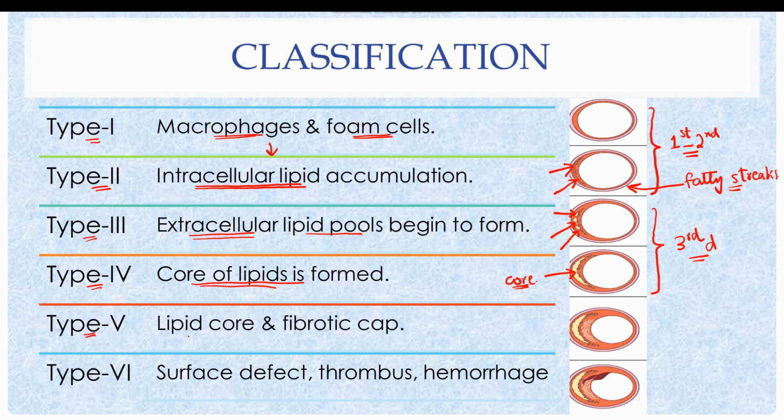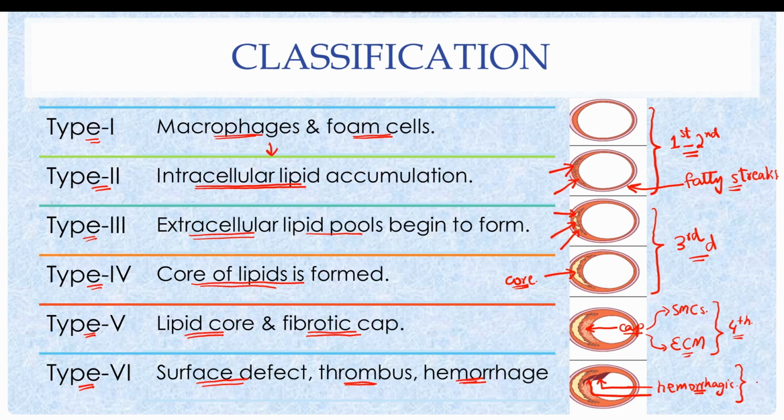Type 5 atherosclerosis is characterized by the presence of a lipid core, foam cells and lymphocytes, as well as a fibrotic cap formed over the atheromatous plaque. This is a fibrotic cap which is composed of smooth muscle cells and extracellular matrix. This fibrotic cap is formed in almost the fourth decade of life. Type 6 atherosclerosis is characterized by the development of complications such as surface defects, formation of thrombus, and hemorrhage of the plaque. This is a hemorrhagic area of an atherosclerotic plaque, and this complication occurs in almost the fifth or sixth decade of life.